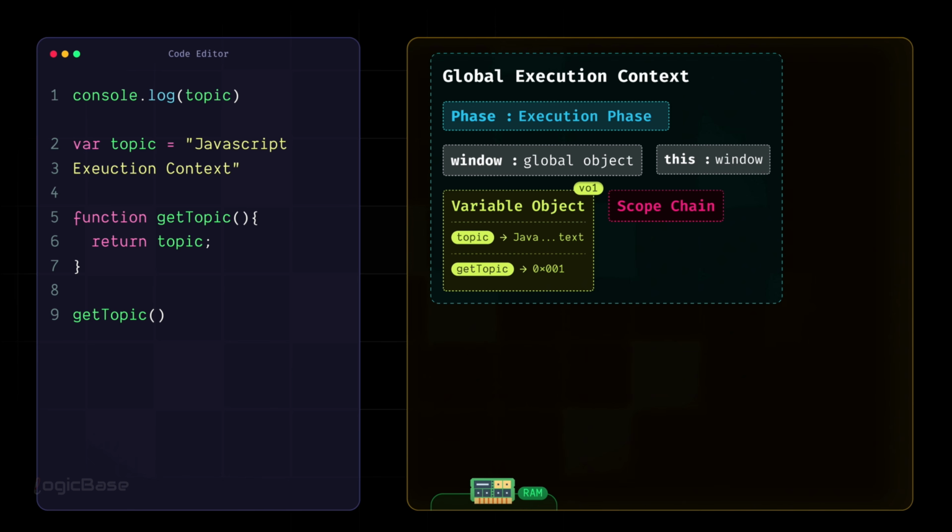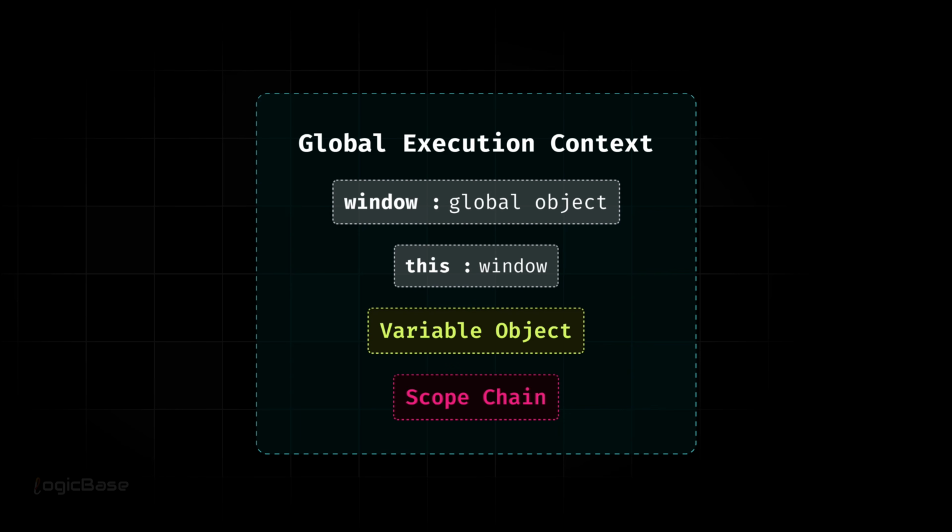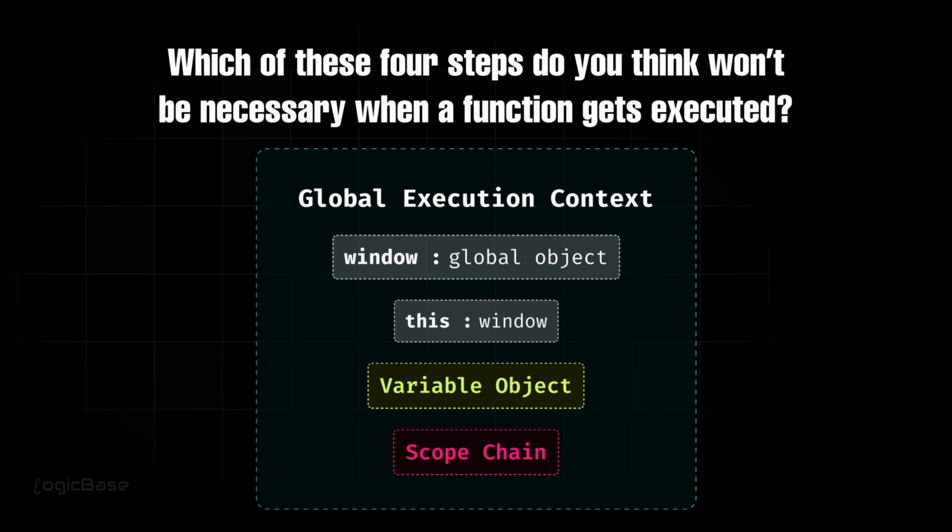By this point, you have already understood how the global execution context works. The good news is that after this, you only need to understand one more type of execution context, the function execution context. And the interesting thing is, it's almost identical to the global execution context. The only difference is that it's created every time a function is called. Let's quickly recall what happened inside the global execution context. It created a global object, created a this object, allocated memory for variables and functions, and initially assigned all variables the value undefined, right? Now, if you think carefully, which of these 4 steps do you think won't be necessary when a function gets executed?